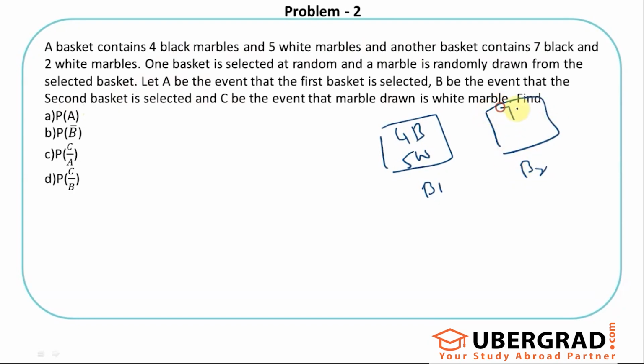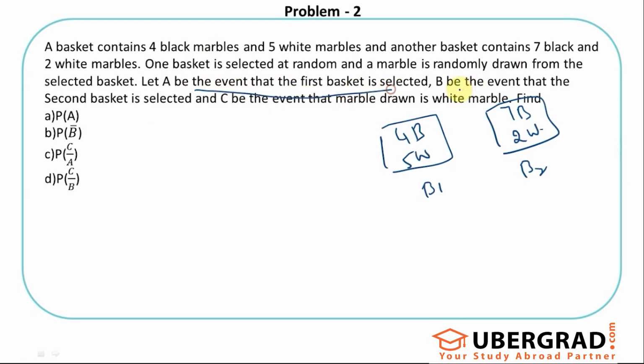Basket 2 has 7 black and 2 white marbles. One basket is selected at random and a marble is randomly drawn from the selected basket. Let A be the event that the first basket is selected, B be the event that the second basket is selected, and C be the event the marble drawn is white marble. Right? They have already defined events.